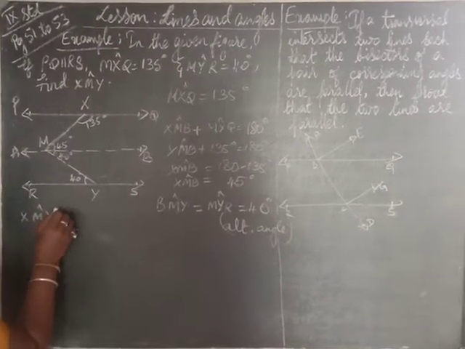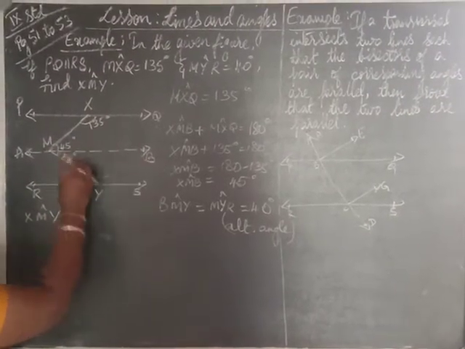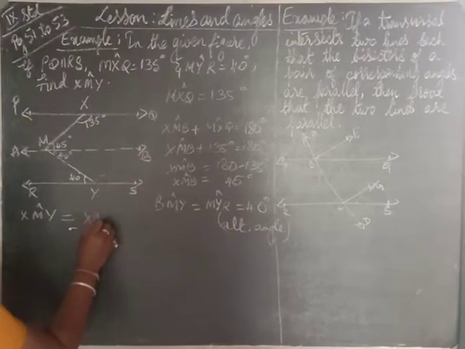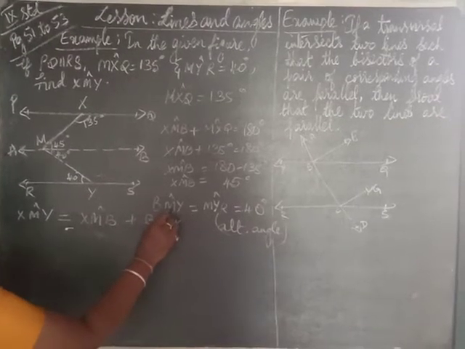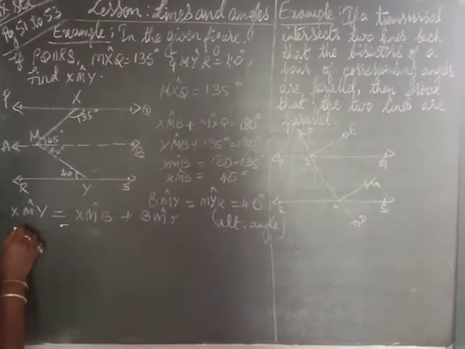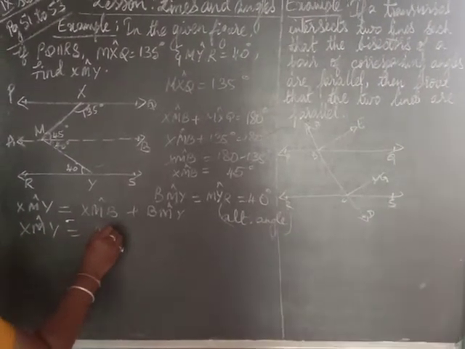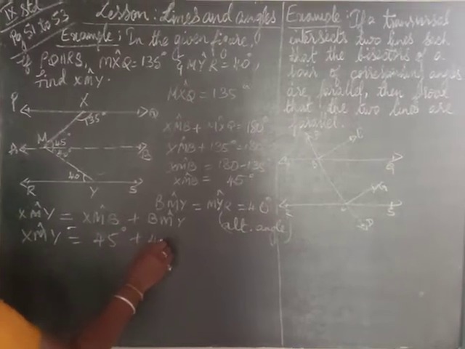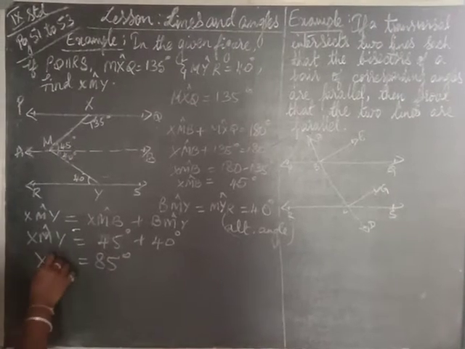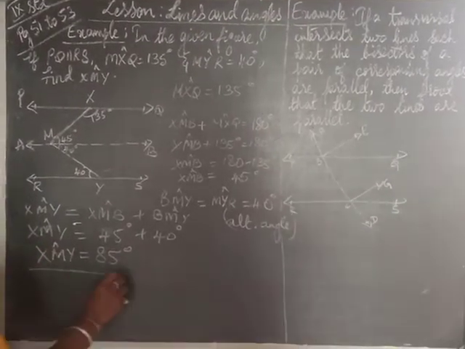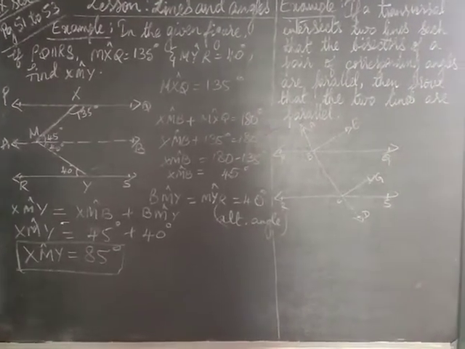Now XMY we have to find out. It is equal to the sum of XMB plus BMY. Yes or no? So XMY is equal to XMB, which is 45 degrees, plus 40 degrees, which is 85 degrees. Angle XMY is equal to 85 degrees. This is the answer. Now let us go to the next example.